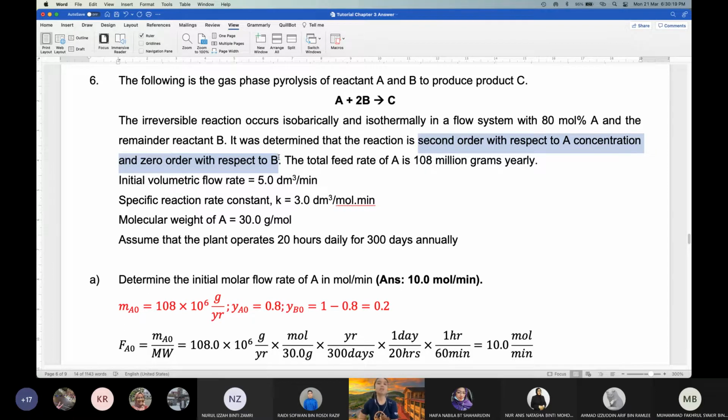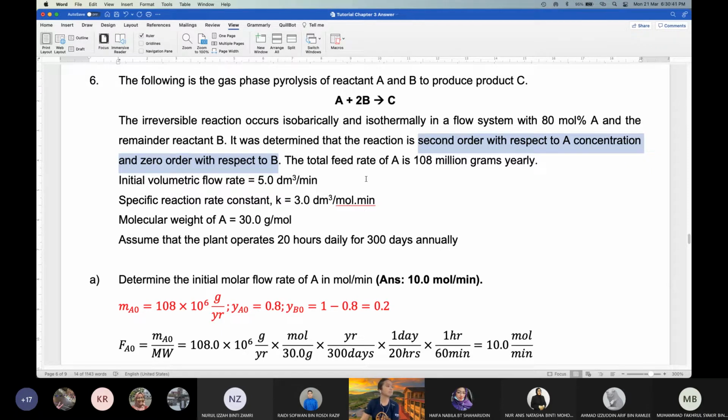So again, in this question it directly gives us the reaction order. Since it gives us the reaction order, it means this reaction is non-elementary. Because only for non-elementary reactions does the information have to be given to you. So the reaction order is actually second order with A, zero order with respect to B. So that is for the rate law. We already know how the rate law works.